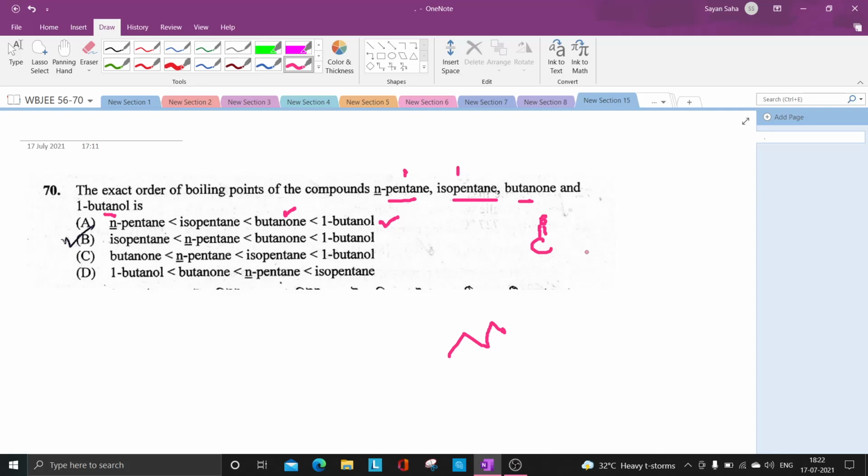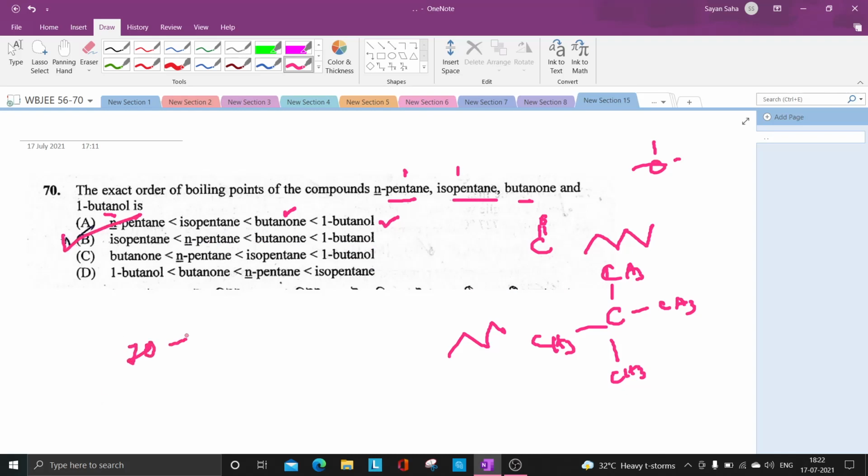Now the main question is which one has more boiling point, n-pentane or isopentane. I think you have read that straight chains have a larger surface area, so their boiling points also increase as the surface area increases. But isopentane, you see, is a bit condensed structure, so its surface area decreases, and it has a lower boiling temperature. So the order will be first butanol, then butanone, then n-pentane, then isopentane, B. So the correct answer for 70 is B.